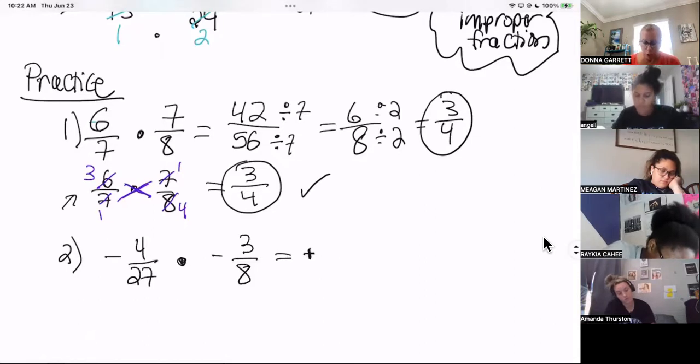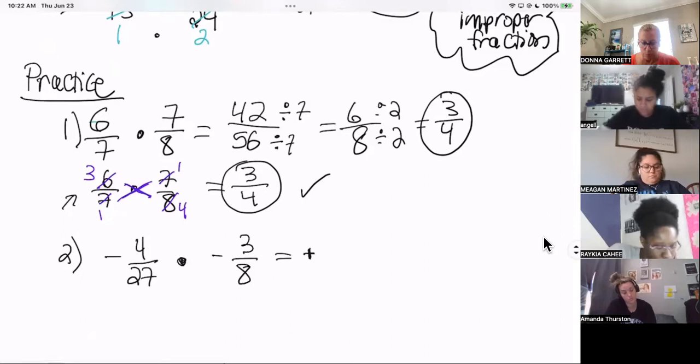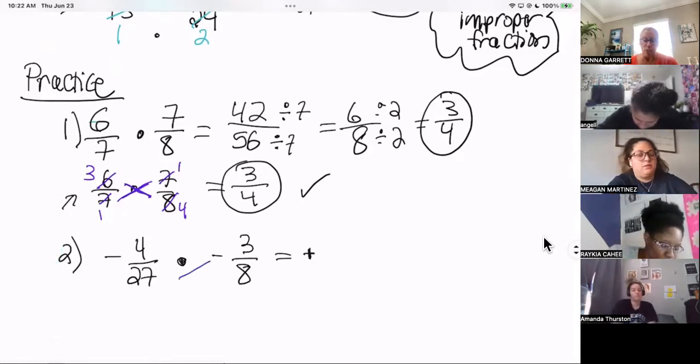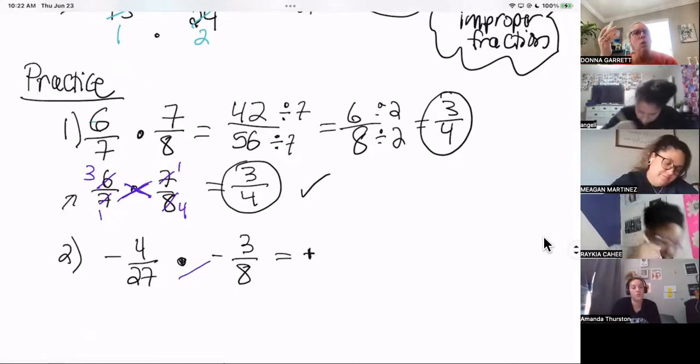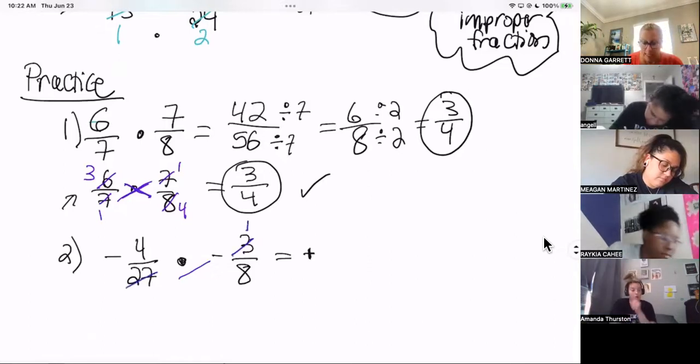Now I'm going to cross simplify. I'm going to go this way first. I have 3 and 27. Well, I know 9 times 3 is 27. I divide both of them by 3. So 3 divided by 3 is 1. 27 divided by 3 is 9.